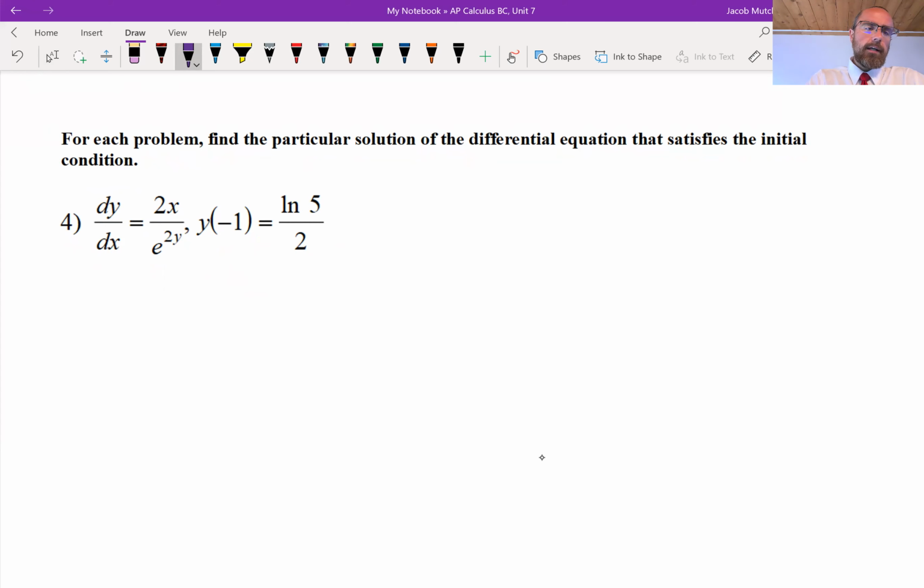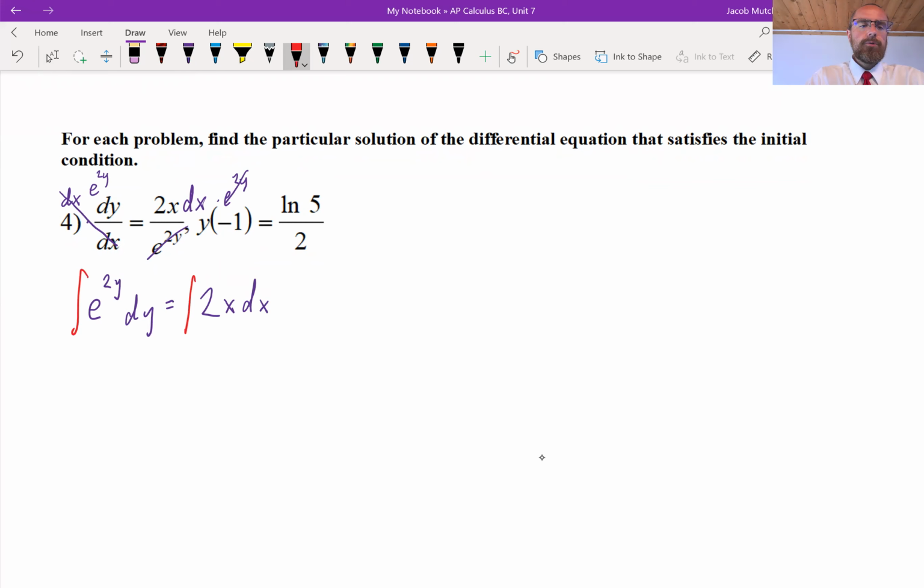So over here on the left, I'm going to multiply by dx to cancel dx, and it'll lodge there with 2x. Then on the right side, I'm going to multiply by e to the power of 2y to cancel that denominator value, and that's going to lodge over on the left. So we'll get this separated equation, e to the power of 2y dy equals 2x dx. Again, I'm ready to integrate once I've separated my variables.